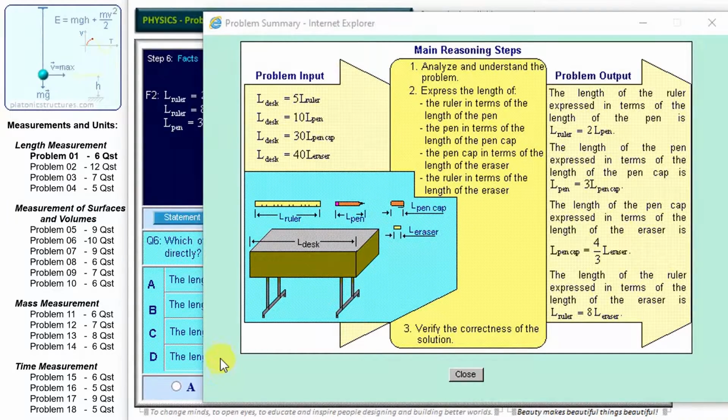Finally, we can check the summary of the problem. Problem input summarizes the problem text. Main reasoning steps review the main steps of the problem. And finally, the problem output summarizes the results of the main question of the problem. Stop the video and take a few minutes to deeply understand what we have done.